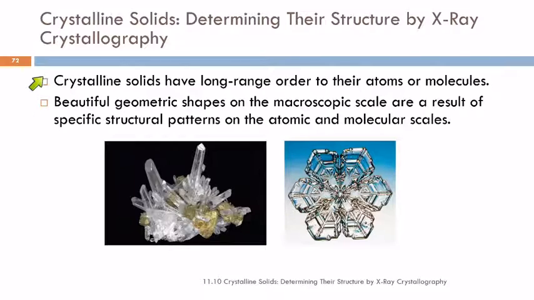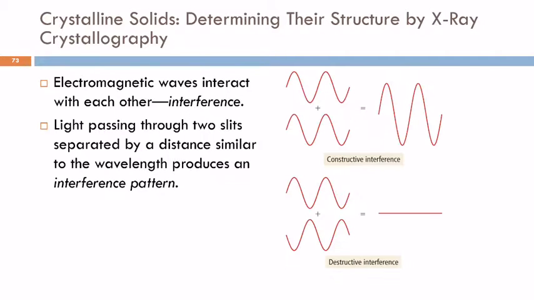So for crystalline solids, we sometimes see these just breathtaking geometric shapes. This one reminds me of Superman's lair up by the North Pole, with all the crystals sticking out. But the results of these geometric shapes that we see, those are the result of the patterns within the atoms and the molecules. So how do people figure out how the atoms and molecules are arranged in a crystal? They used a technique called X-ray crystallography.